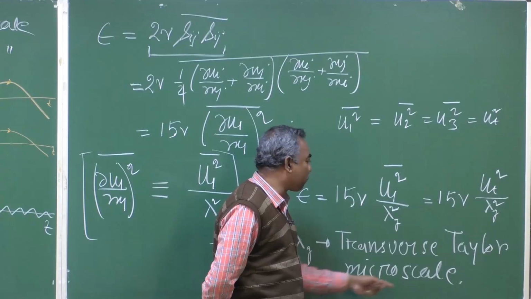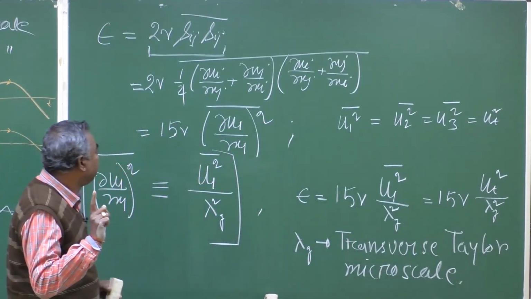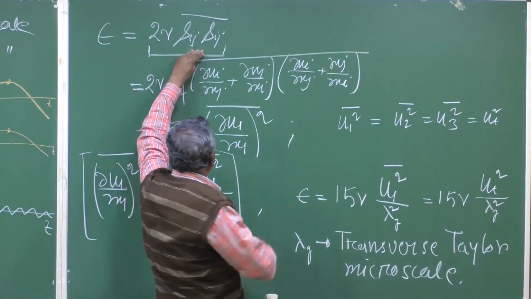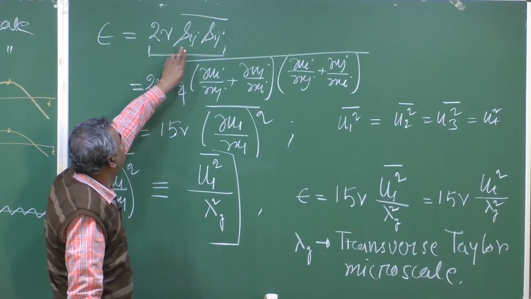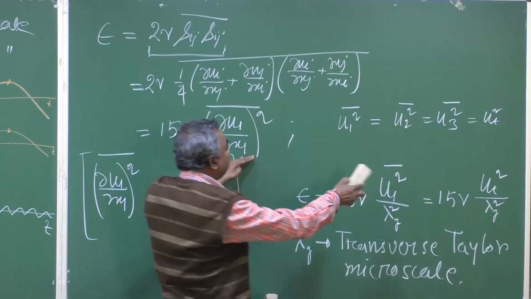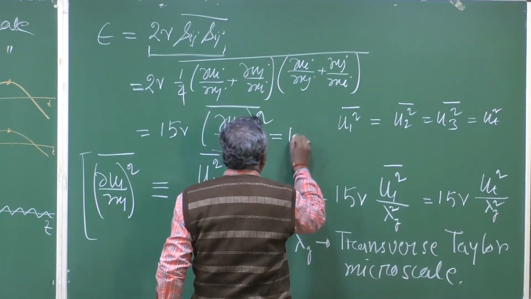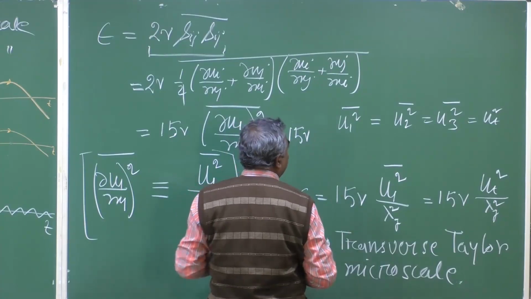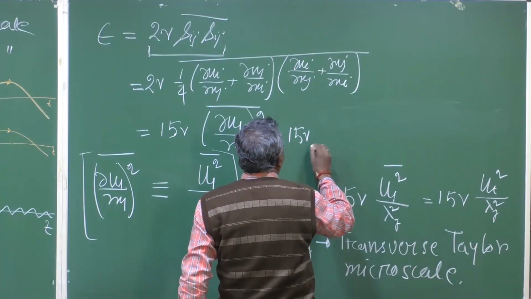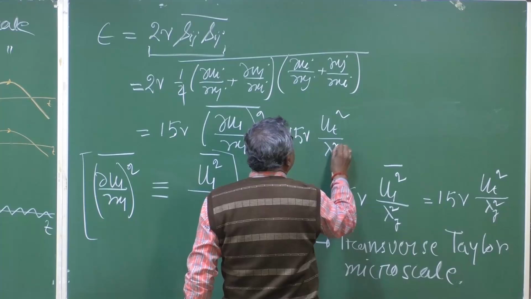So, that is known as Taylor microscale. Okay. So, that means we have to understand one thing: if we equate twice nu small Sij bar to this particular quantity, by your definition, you can also write this as 15 nu ut square by lambda g square.